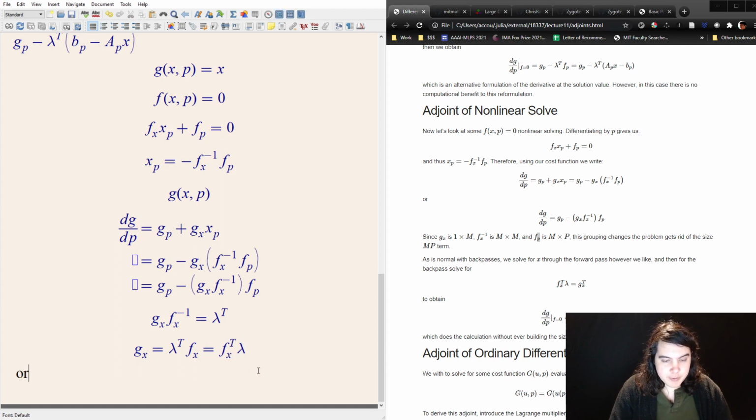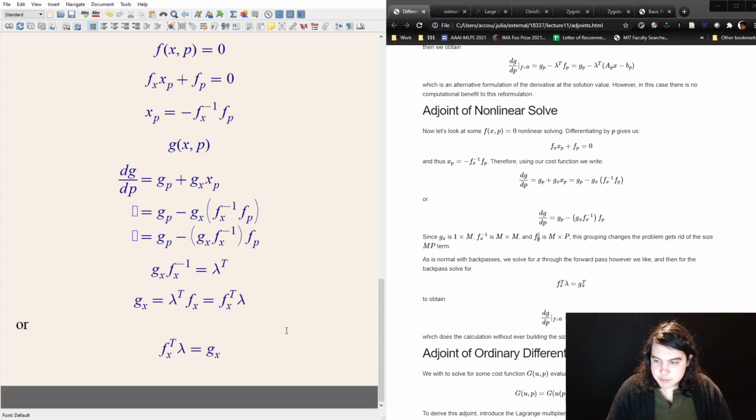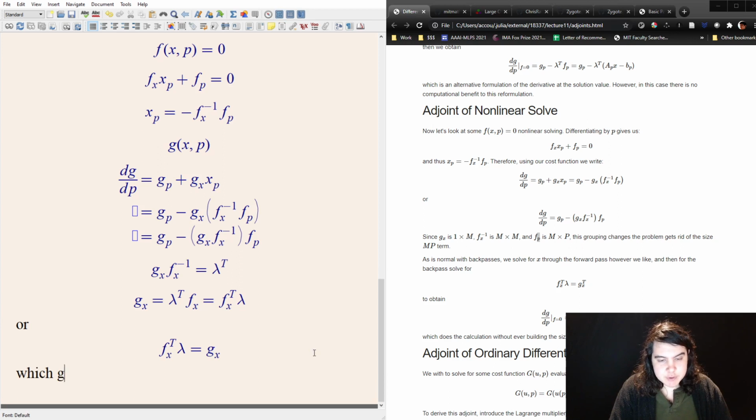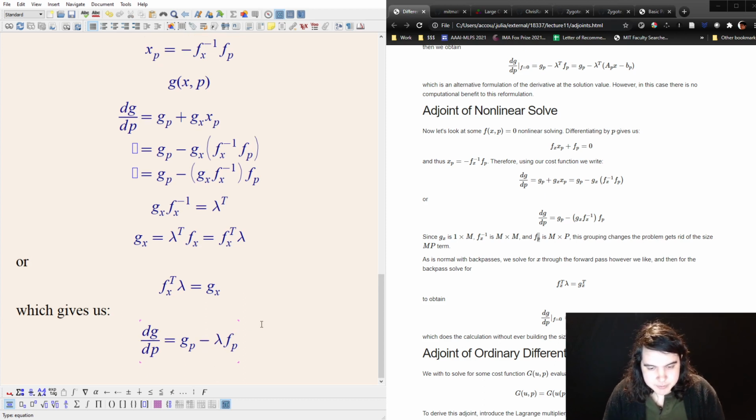Or f sub x transpose lambda equals g sub x, which gives us, by substitution, that once we know how to calculate this, we know how to calculate this, because this is equal to lambda, right? So now what we have is dg/dp equals lambda here. Right, so lambda is a vector. And so here's how we do this now, right?